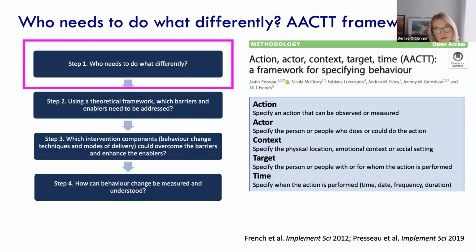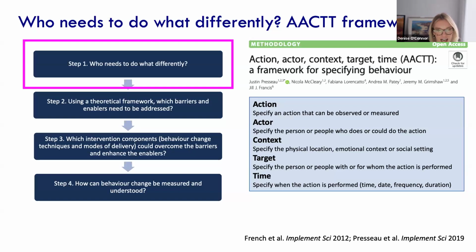Well, that's because first, research translation efforts rarely involve the change of a single behaviour of a single individual or a group of individuals. Often to translate evidence into practice, there are multiple behaviours involved for multiple actors in the system. So we need to be very clear about what those behaviours and what the behaviour change is in order to support that process.